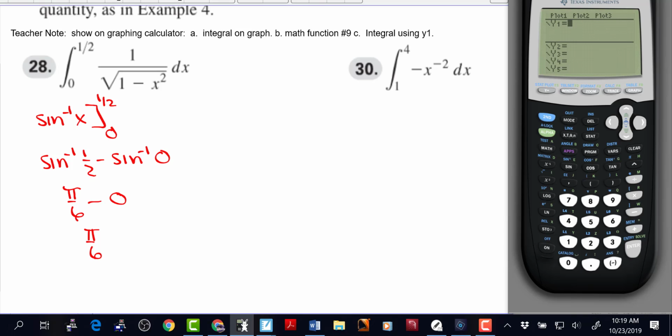Math number 9. Let's try other ways to do this. I'll pretend I haven't done this yet. In y1, we could put 1 divided by square root. I don't need parentheses because square root kind of serves as the parentheses. 1 minus x squared. If we go the standard zoom, zoom 6, we find out that this is a very small graph. So we'll zoom in. I like the zoom box.